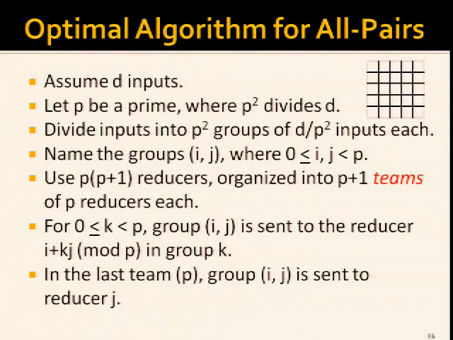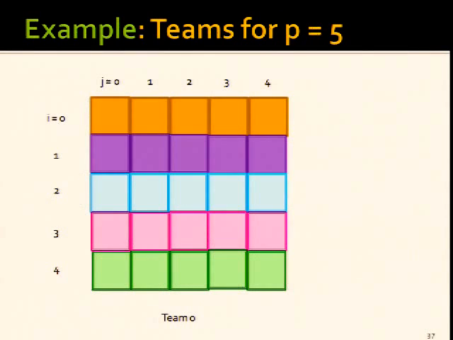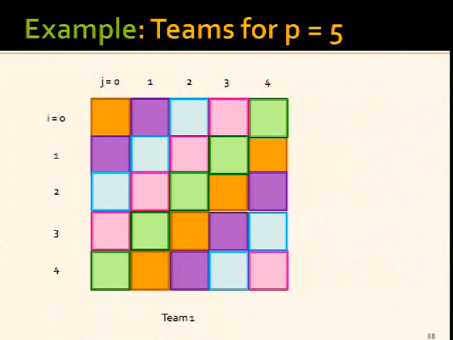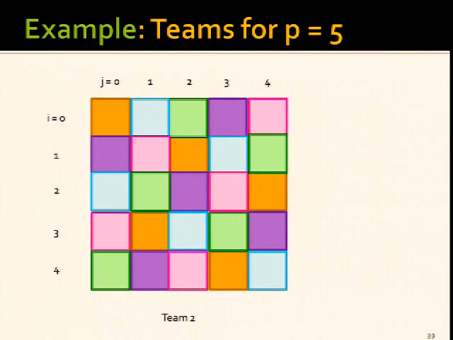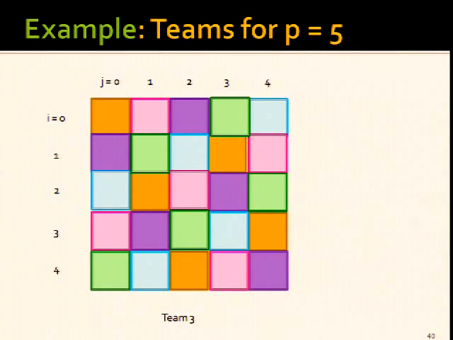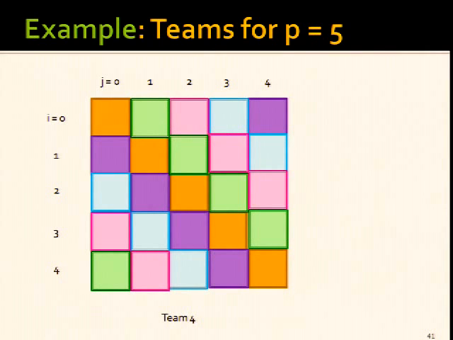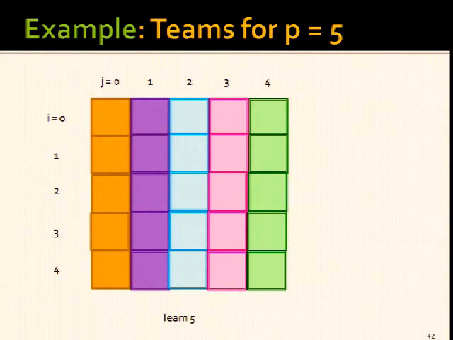i is ignored. I don't know if this is helpful or not, but there are such pretty colors I couldn't resist doing this. So this is a picture of team 0. The 5 colors represent the 5 reducers in team 0, and this is again P equals 5. They just correspond to the rows. Now, in team 1, the 5 reducers correspond to the minor diagonals. You can sort of see that pattern. For team 2, it's knight's moves. Team 3, it's knight's moves in the other direction. Team 4, it's the major diagonals. And team 5, it's the columns.